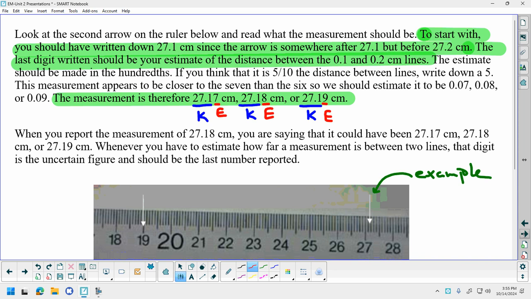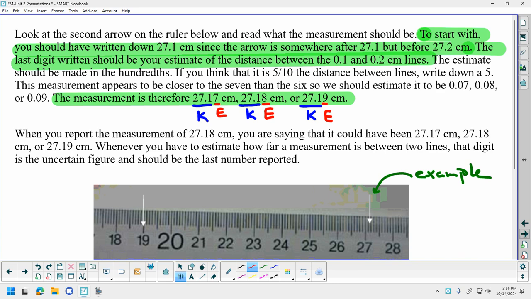A couple more examples here. If we take a look at the arrow on the right-hand side, this is the same centimeter ruler. We can see that we're beyond 27, but not quite to 28. We can see that that arrow is beyond 27.1, but not to 27.2. So if we were going to take a measurement of this, we should all agree that we have at least 27.1. So such as in the highlighted examples here, 27.17, 27.18, 27.19, just that last additional value place.